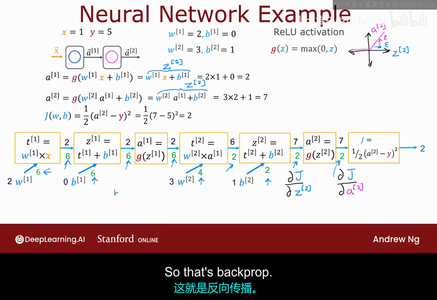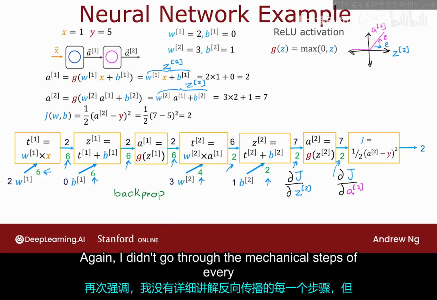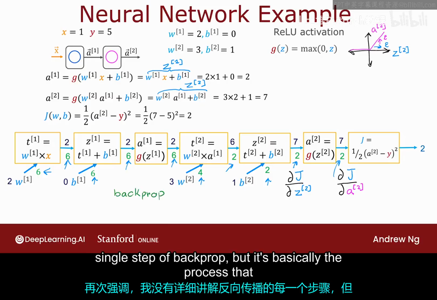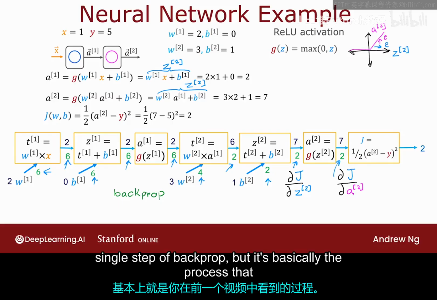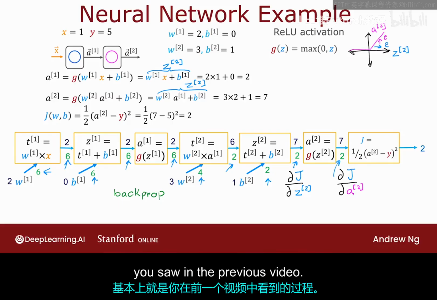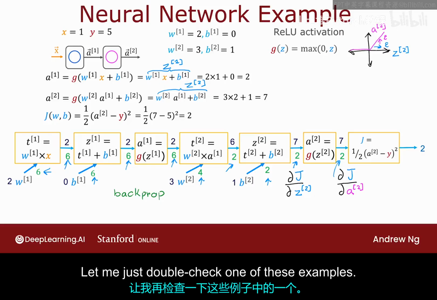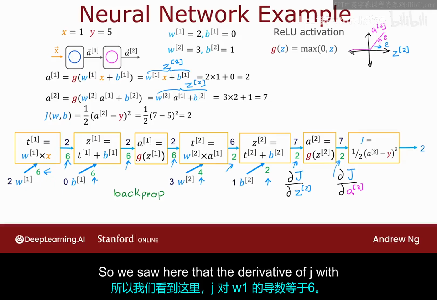And so that's backprop. And again, I didn't go through the mechanical steps of every single step of backprop, but it's basically the process that you saw in the previous video. Let me just double check one of these examples. So we saw here that the derivative of J with respect to w1 is equal to 6.